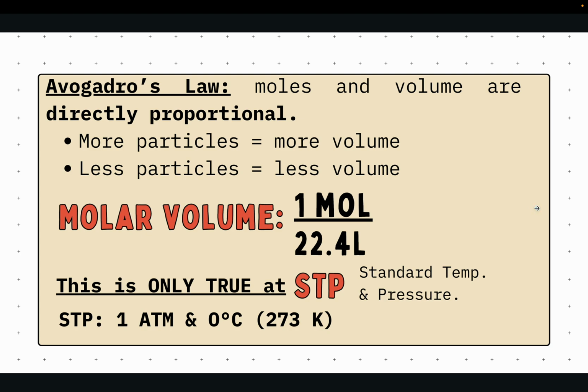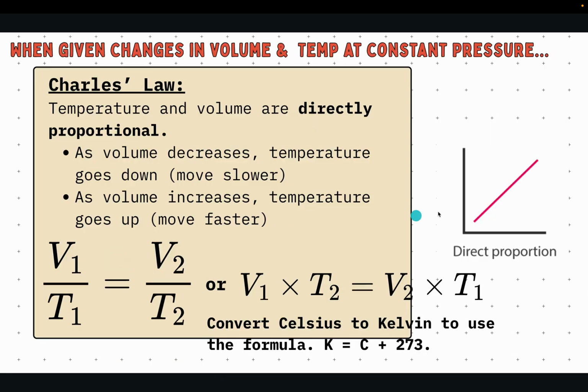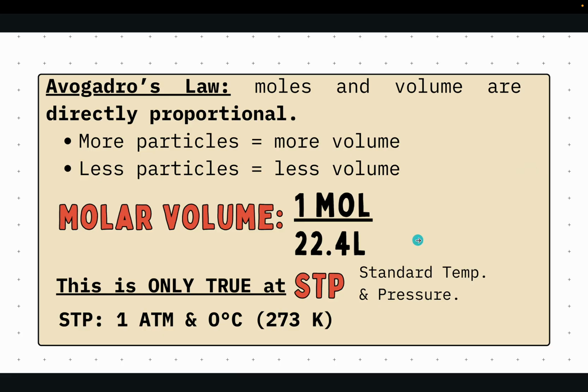The person that came up with the idea of the mole, and people built off of him, was Avogadro. He came up with the law that said moles and volume are directly proportional. Moles has to do with the number of particles, remember? Which means more particles is more volume, less particles is less volume. Remember, directly proportional? If one goes up, so does the other. The same thing applies to moles and volume. And we get this thing called the molar volume. This is the basic formula: 1 mole of a substance is 22.4 liters of that substance.